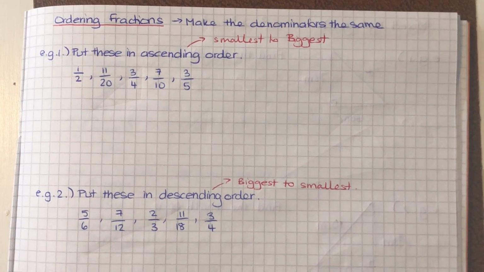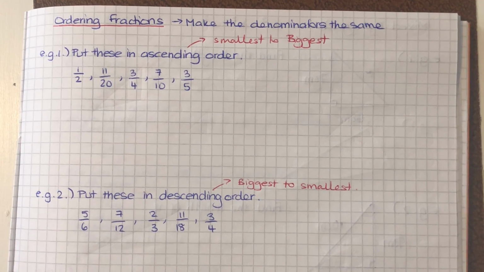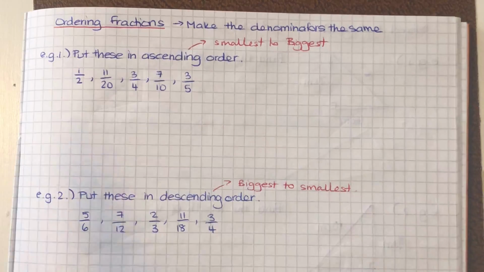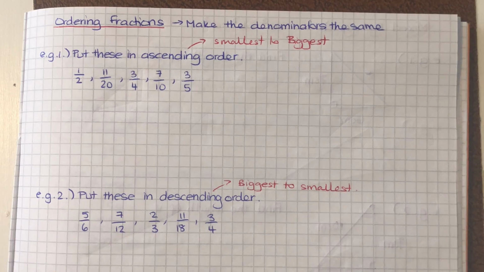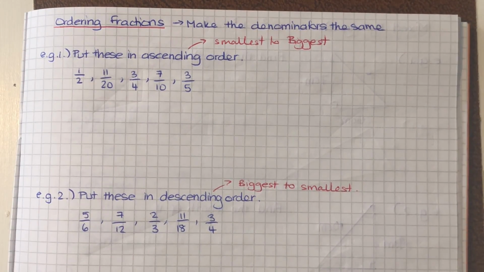Okay, so in this video we're going to be talking about how to order fractions. A couple of words that you need to know. One is ascending, that means when you're going from the smallest one to the biggest one, and descending is the opposite, so you're going from the biggest to the smallest.